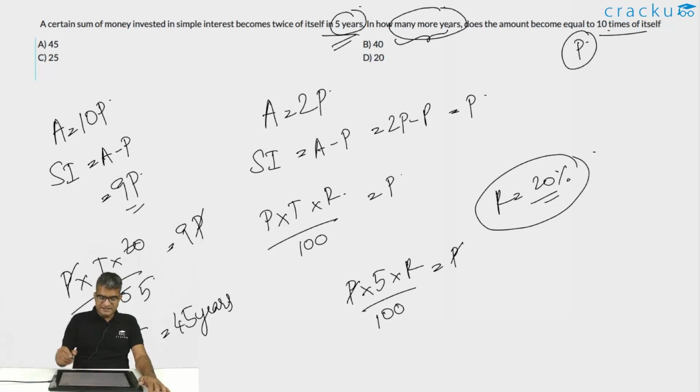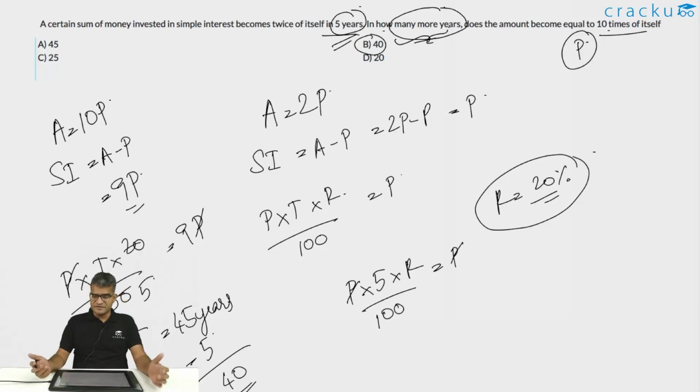After 5 years, the amount is twice. After 45 years, the amount is 10 times itself. So the difference, or the how many more years, will be 45 minus the initial 5 years, which is 40 years. So the answer for this question is option B.